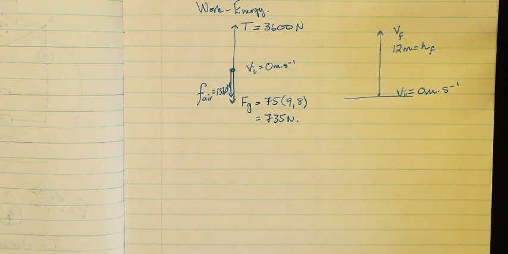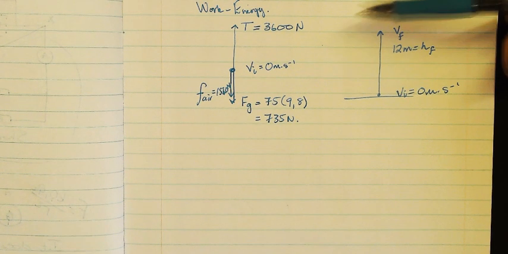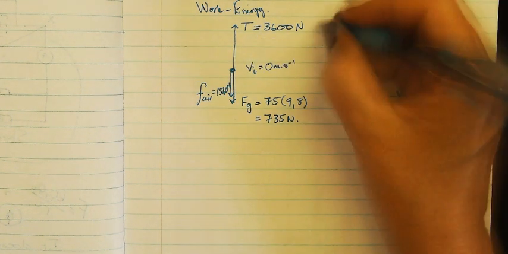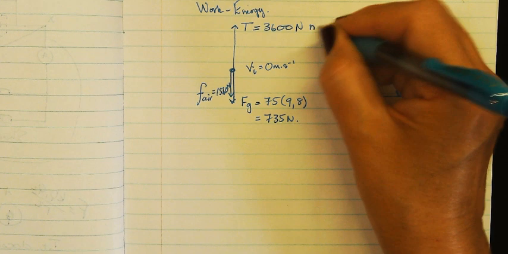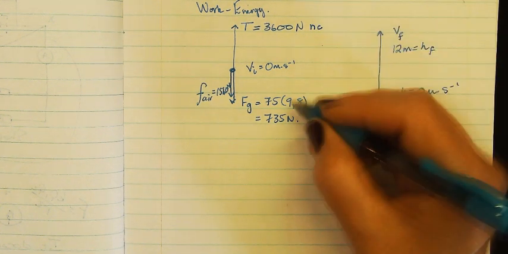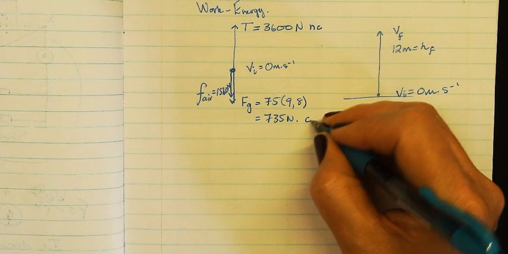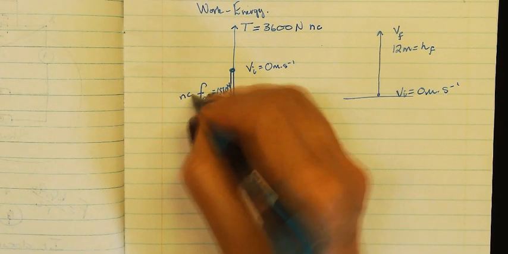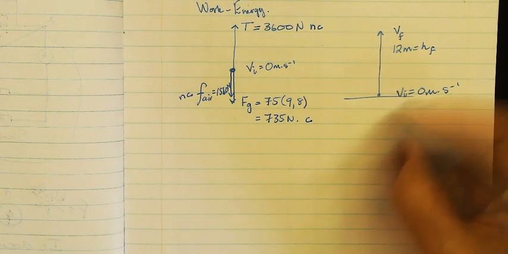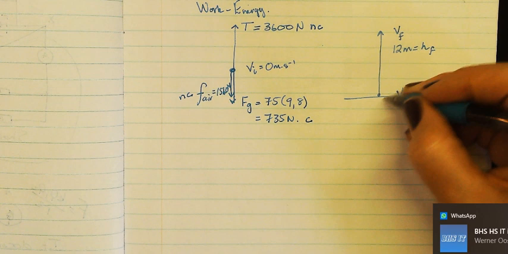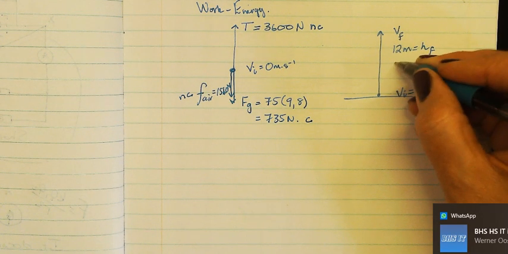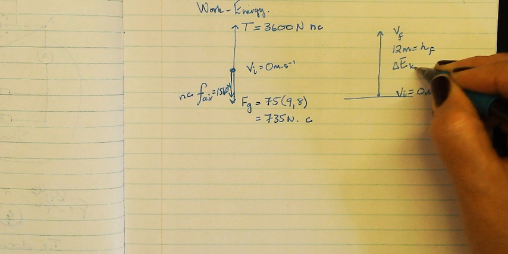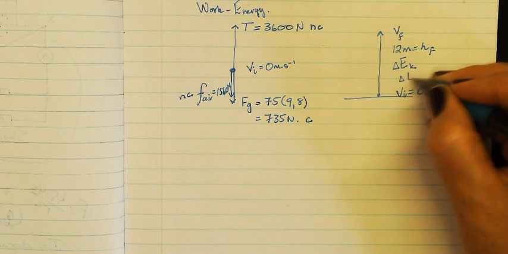Now, to identify the forces acting on the man, tension is a non-conservative force. Weight is a conservative force. Air friction is a non-conservative force. And these forces lead to a change in kinetic energy as well as a change in potential energy.